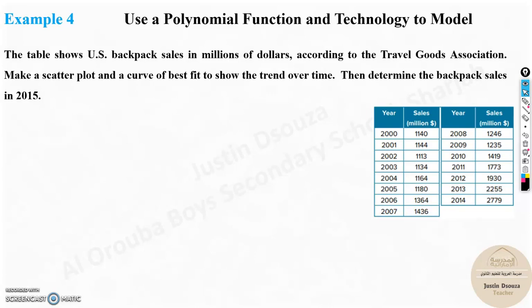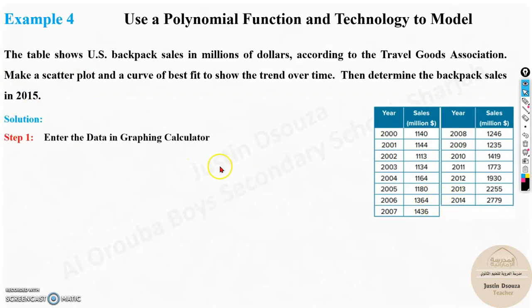The table shows US backpack sales in millions of dollars according to the Travel Goods Association. Make a scatter plot and a curve of best fit to show the trend over time. Then determine the backpack sales in 2015. So we have a table which shows all the sales in millions of dollars for every year from 2000 until 2014. But 2015 is not there. We are supposed to estimate it.